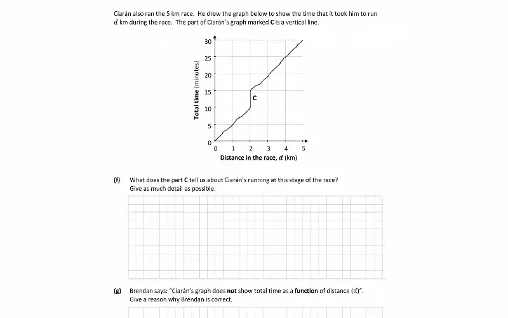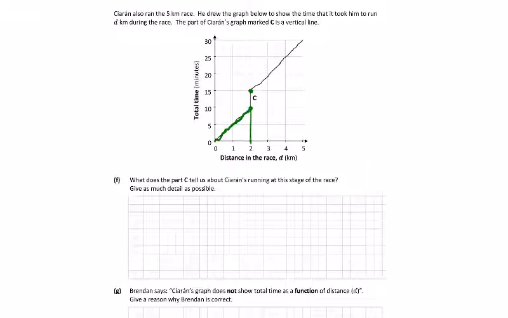So, extending this question, Kieran also ran the 5k race and he drew a graph, and you can see it's not an exact straight line because it's going to be impossible to run exactly the same speed for 5 kilometers in a row, or even 1 kilometer, so it shouldn't be a straight line. But at point C here, something has happened.